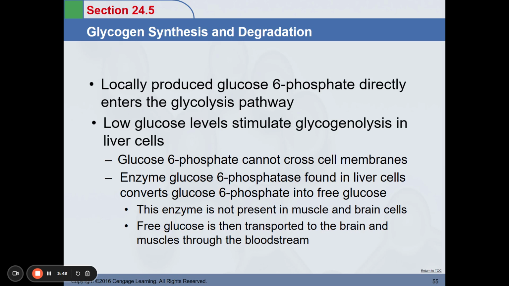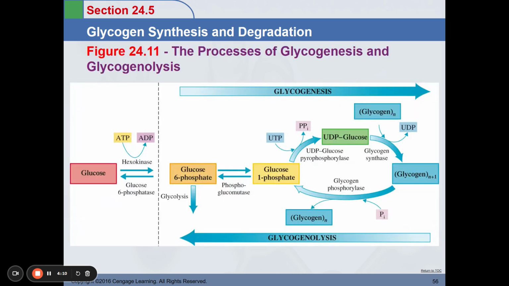The enzyme glucose 6-phosphatase, found in the liver cell, converts glucose 6-phosphate into free glucose. This enzyme is not present in muscle and brain cells. In muscle, our enzyme there is hexokinase, if you can remember the diagram that I showed you a while ago. Free glucose is then transported to the brain and the muscle through the bloodstream.